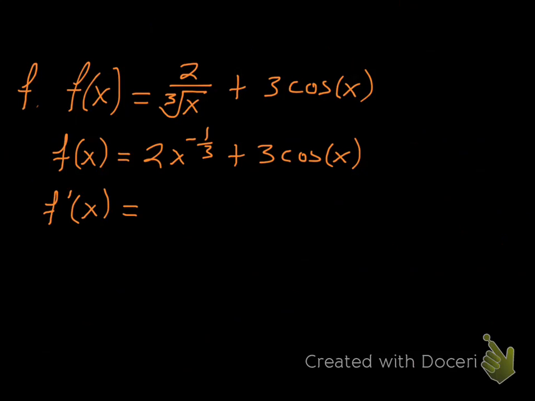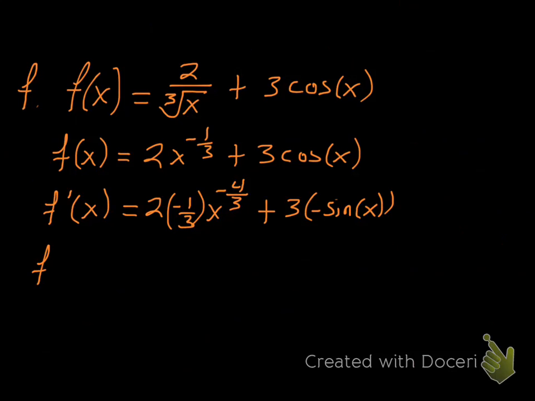The 2 is just hanging out in front. And then we'll subtract 1 from the exponent. So the negative 1/3 comes down. Subtract 1 from the exponent, so we get negative 4/3. Plus 3 times the derivative of cosine, which is negative sine.